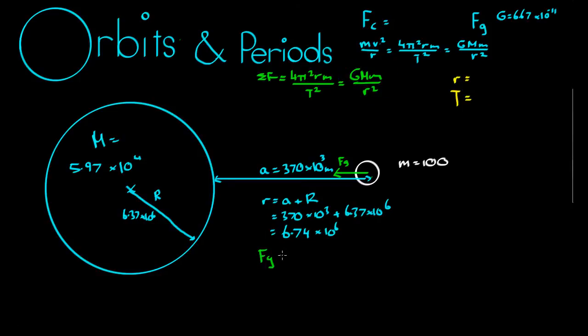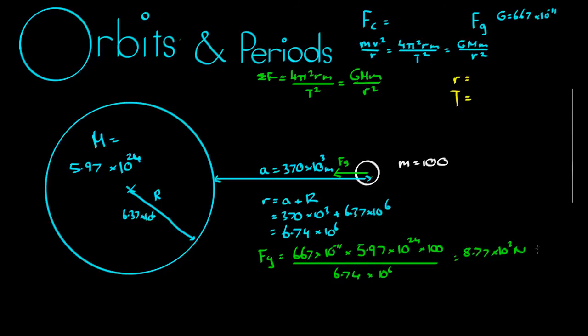F of G is equal to 6.67 times 10 to the negative 11 times 5.97 times 10 to the 24 times 100, all divided by 6.74 times 10 to the 6, and I have this coming down to 8.77 times 10 to the 2 newtons. So that is the gravitational force on this object here.